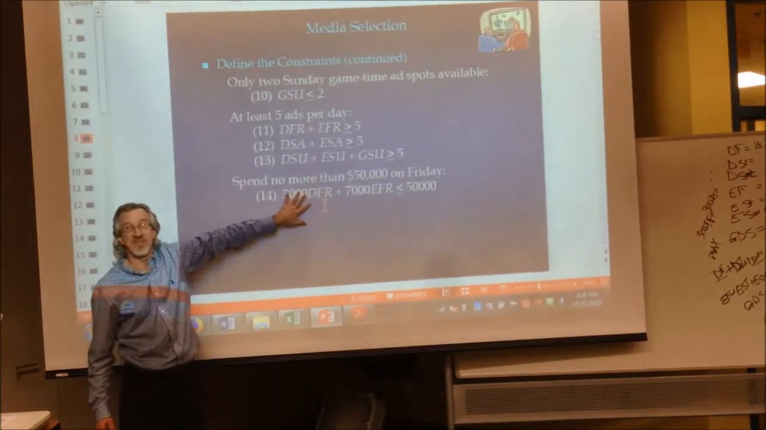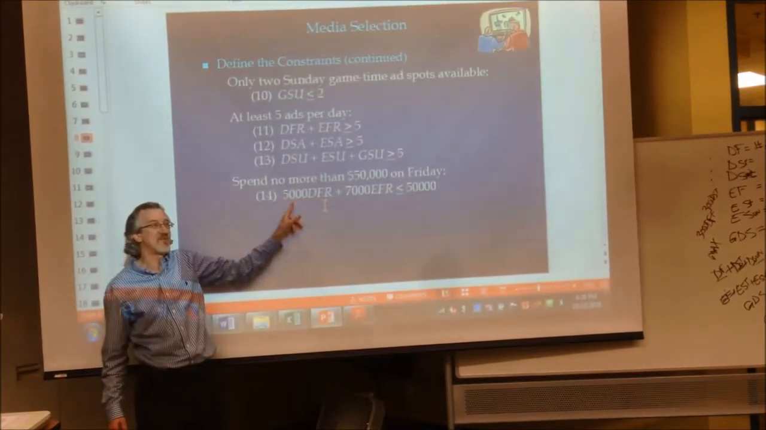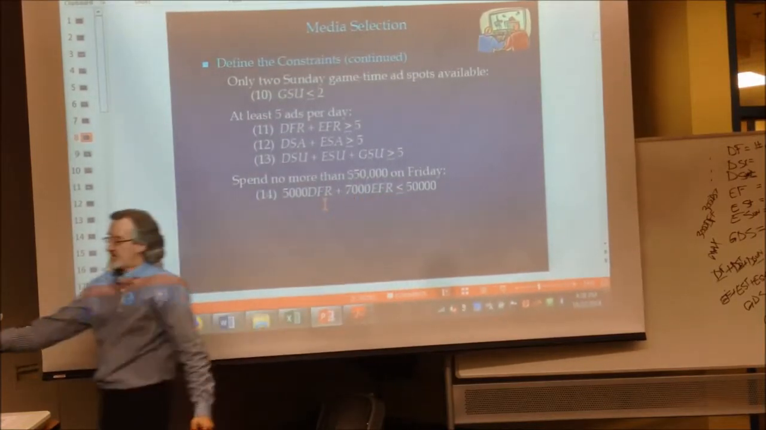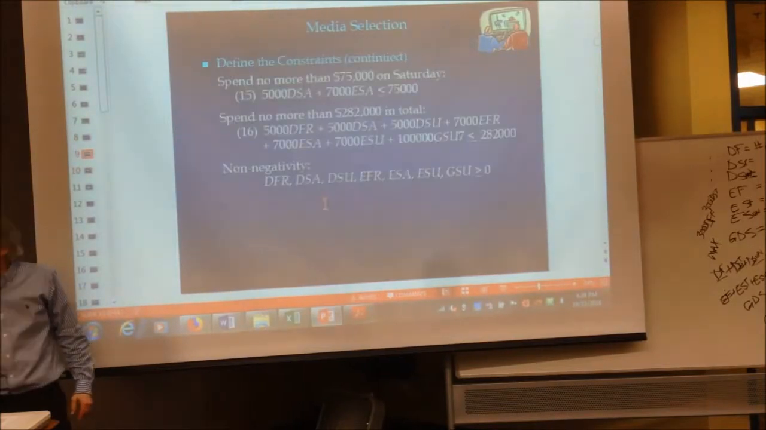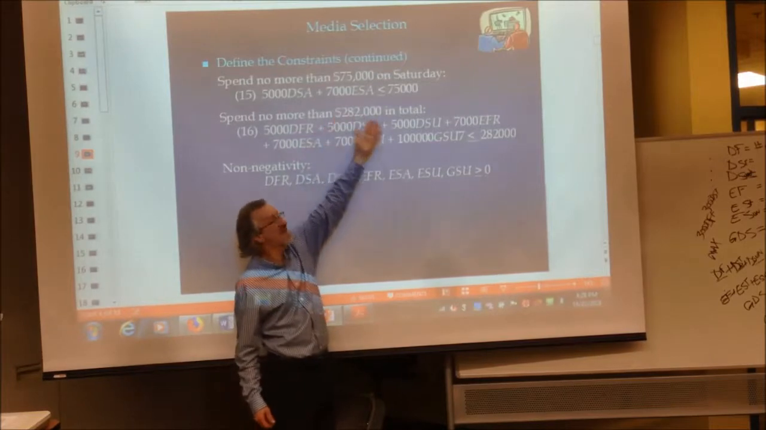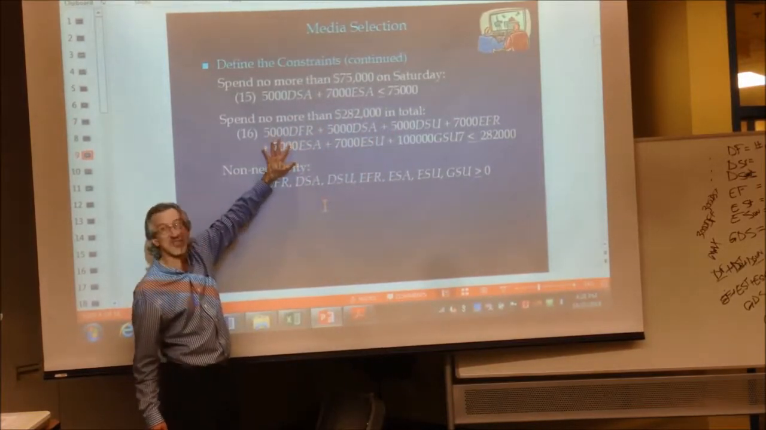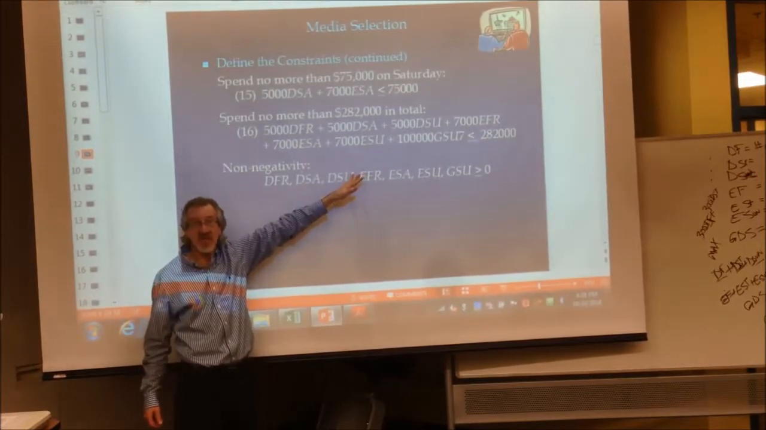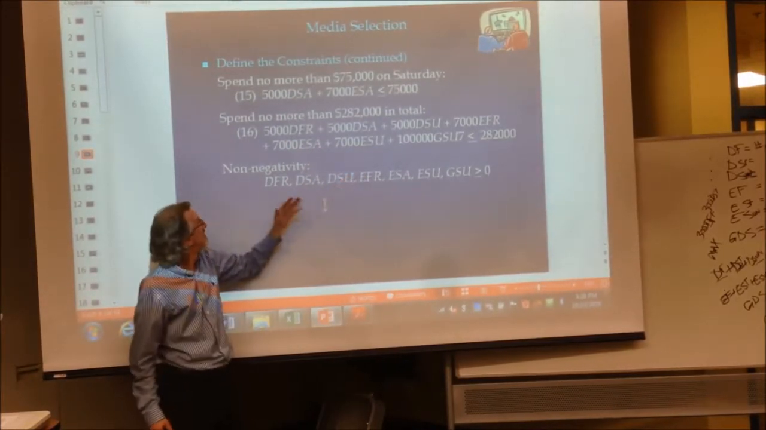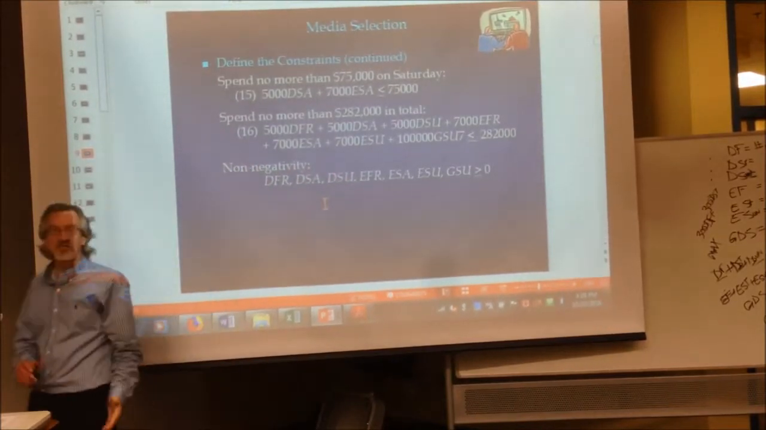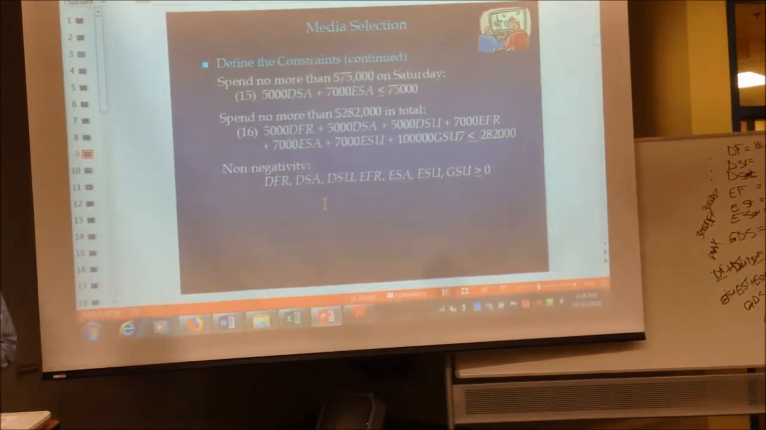Don't spend more than $50,000. There's Friday, how much we would spend if we place those. There's evening on Friday, we place those. Less than or equal to $50,000. Don't spend more than $75,000 on Saturday. There's the cost for daytime Saturday, the cost for evening Saturday. Don't spend any more than $282,000. There's the cost for every one of our different decisions, all 7 different ad possibilities. And we never have to state that we would never place a -1 ad. It's impossible. This whole class, all variables are positive. We don't have to state it.